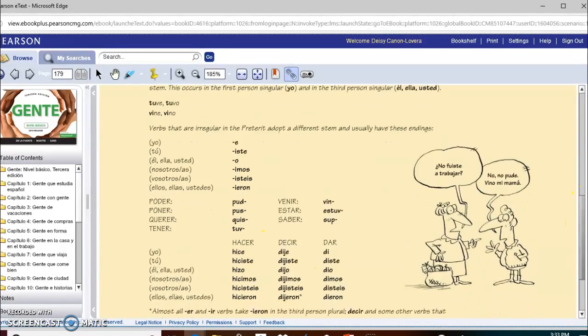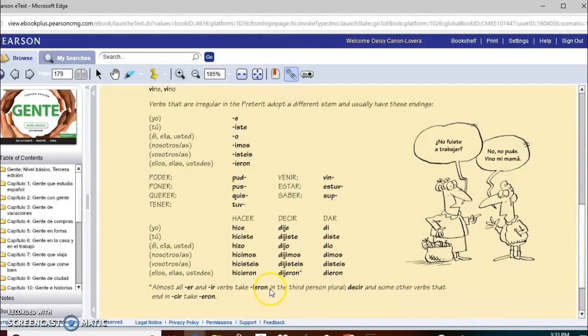And there are other verbs that you have to memorize, like the verb hacer: hice, hiciste, hizo, hicimos, hicisteis, hicieron. Decir: dije, dijiste, dijo, dijimos, dijisteis, dijeron. Dar: di, diste, dio, dimos, disteis, dieron.